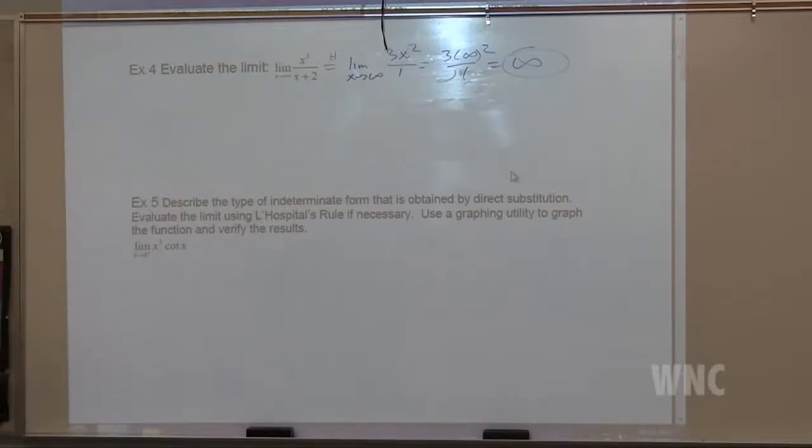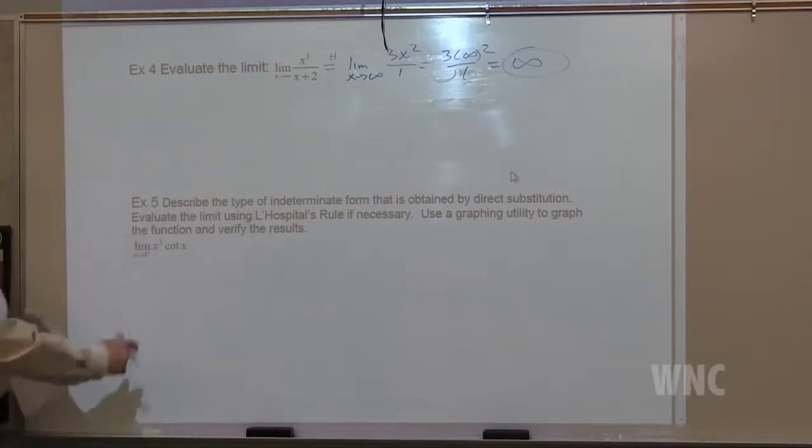Okay, I'm going to move on to example 5. Describe the type of indeterminate form that is obtained by direct substitution. Evaluate the limit using L'Hopital's rule, if necessary, and use a graphing utility to graph the function and verify the results. I'm not going to graph it though, but these are directions from the homework part.